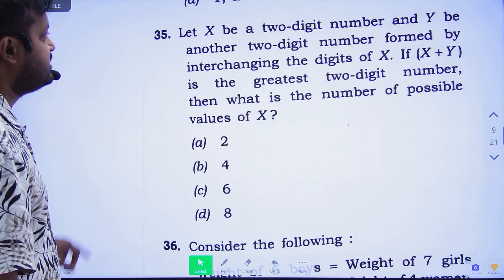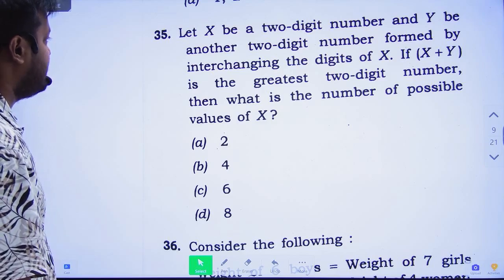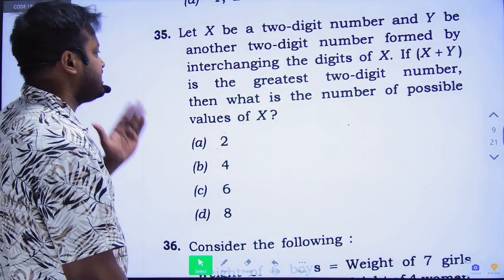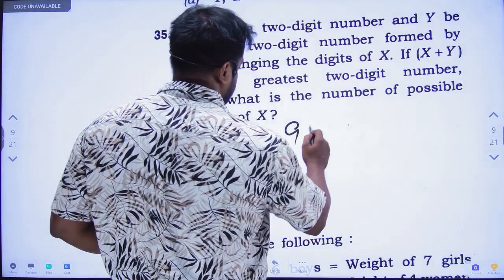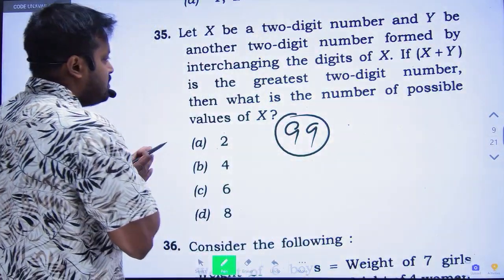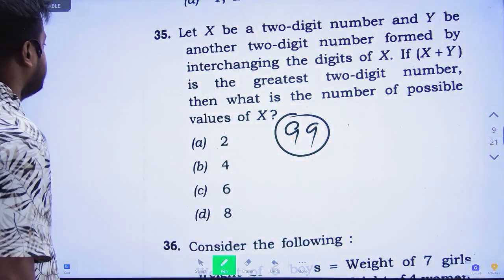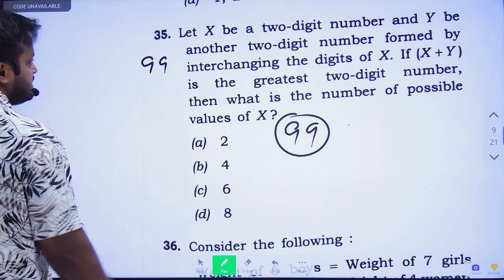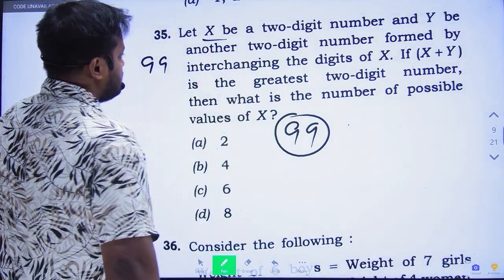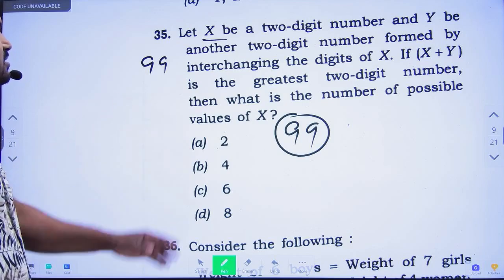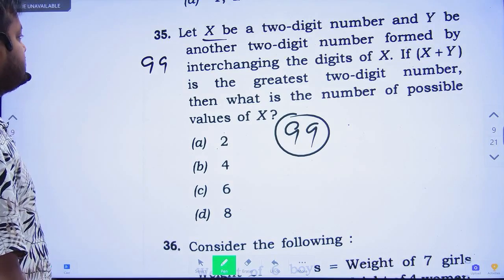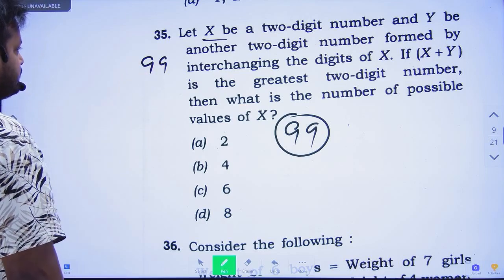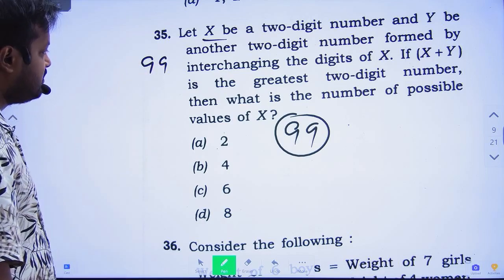Let x be a 2-digit number, y be another 2-digit number found by interchanging the digits of x. x plus y is the greatest 2-digit number. The greatest 2-digit number is 99. What is the number of possible values of x?